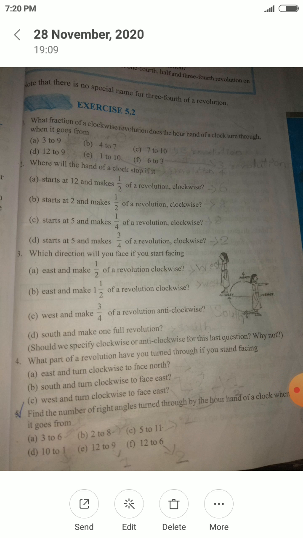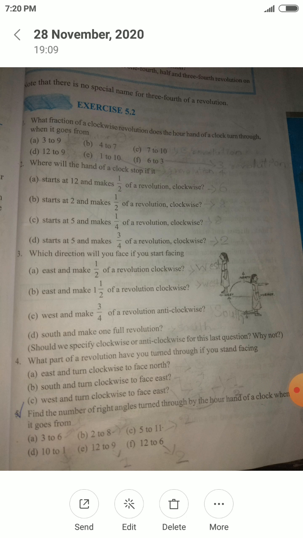If it starts at 12 and makes 1/2 of a revolution clockwise, where does it stop? 12 to 6, isn't it? Starts at 2 and makes 1/2 of a revolution, half of the clockwise direction in the clock, from 2 to exactly half revolution. Where does it stop? It stops on number 8.